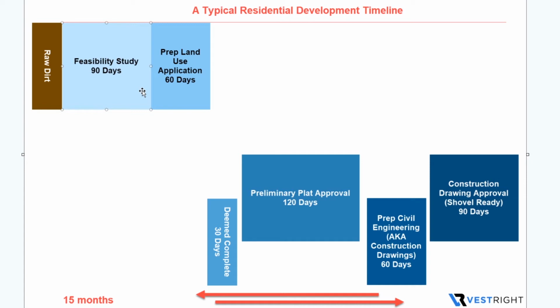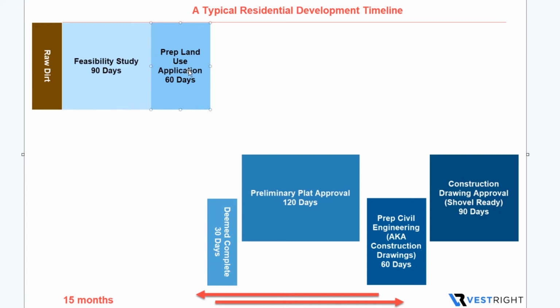All right, so the developer goes through the feasibility study. He goes through his checklist and he decides, yep, I like this project. I'm going to move forward. And the next thing he'll start doing is he'll have his engineer start preparing the land use application. That's an application that he is going to submit to whatever jurisdiction is in charge of this piece of property. So typically that'll either be a city or a county.